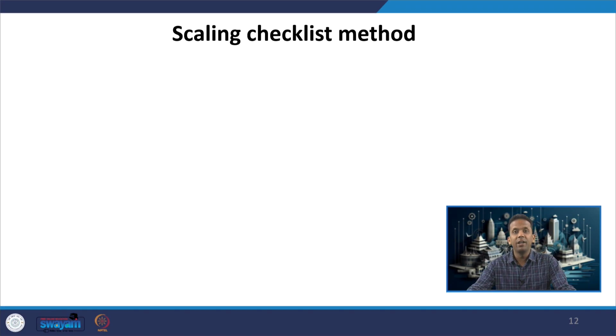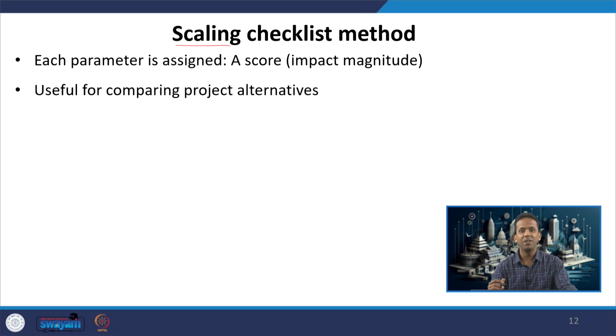The third one is the scaling checklist method. As the name indicates, scale down. Each parameter is assigned a score on a scale of 1 to 10 or 1 to 100, and that is called the magnitude of the impact.